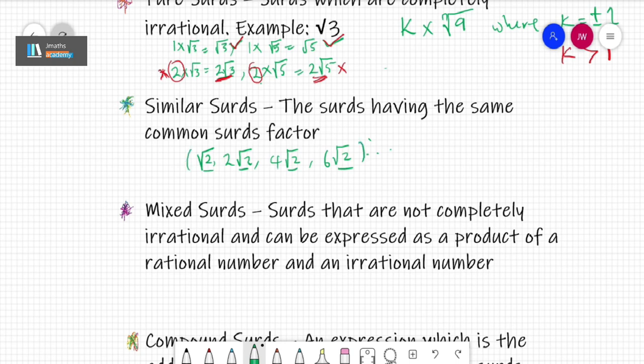And another example is this. If you have root 3, 4 root 3, 5 root 3, 8 root 3, and so on and so forth. This is also a similar surd. Why? Because we have the same common surd factor of root 3. So this is a similar surd, and this is also a similar surd. So that's all for similar surds.